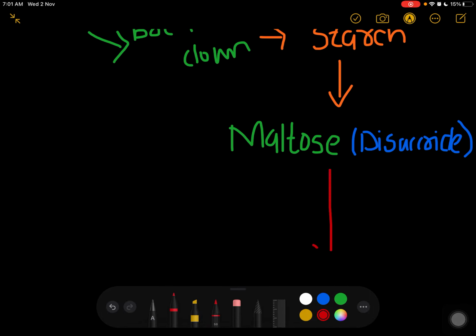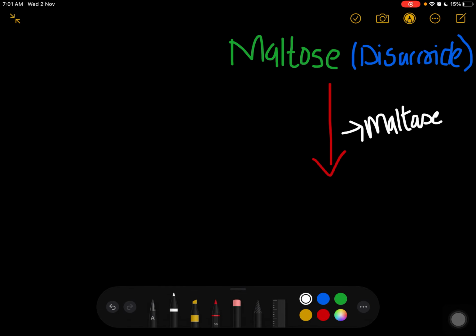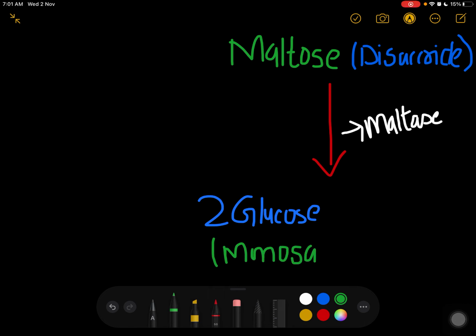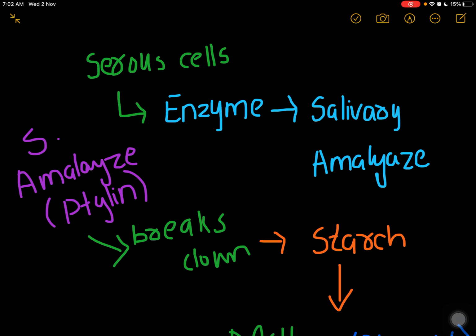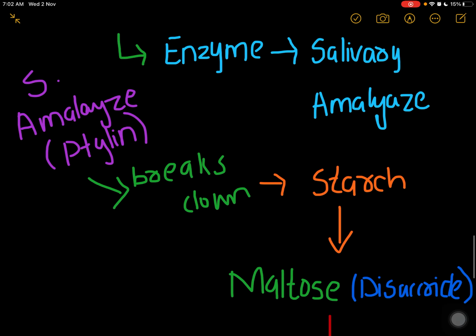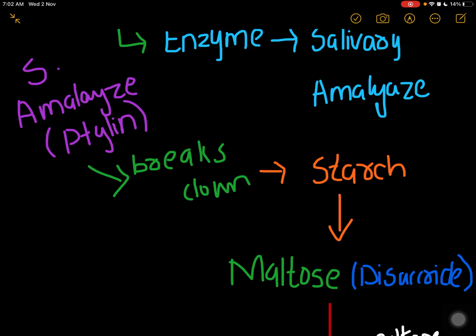This maltose will again be broken down with the help of the enzyme maltase, which will be secreted in the small intestine. Maltase will break it into two glucose, which is a monosaccharide. So basically in the mouth, the salivary amylase is responsible for breaking down starch into maltose.